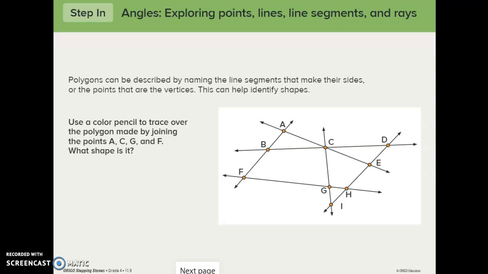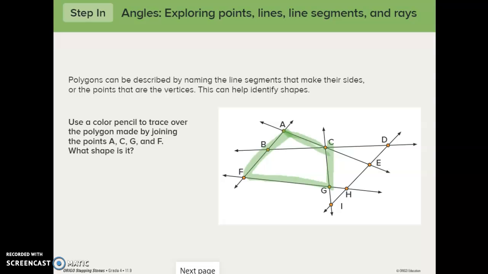If we look at this, you can use a colored pencil to trace over the polygon made by joining the points A, C, G, and F, and then say what shape that is. So you could look at A, C, G, and F, and if I connect that together, we can see that that forms, everyone, a trapezoid. So we see that trapezoid being shown there.